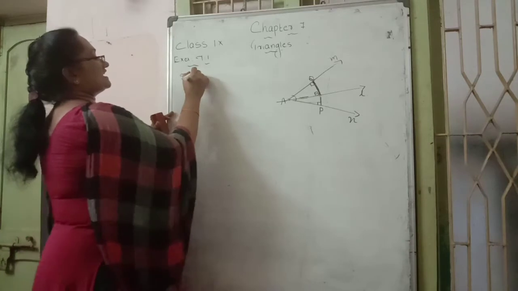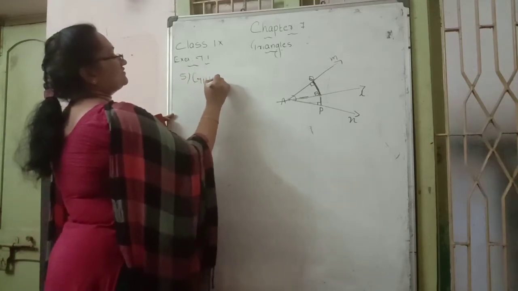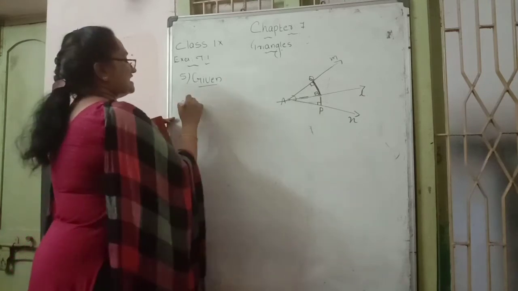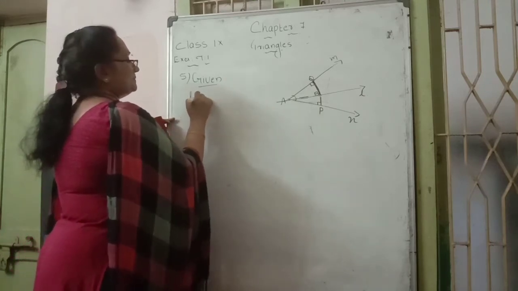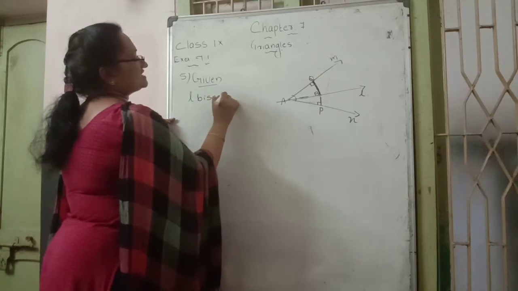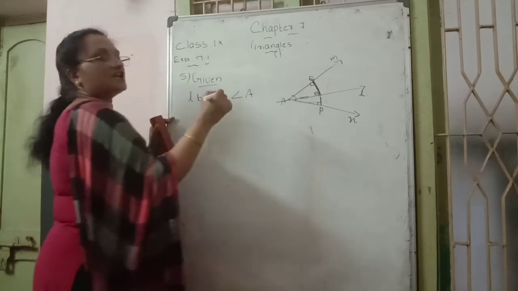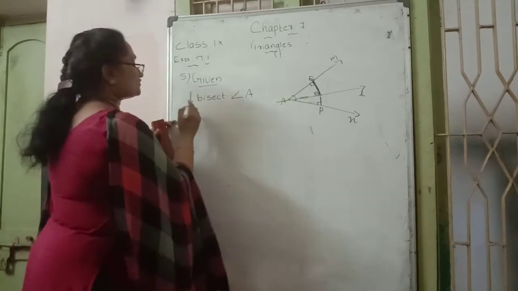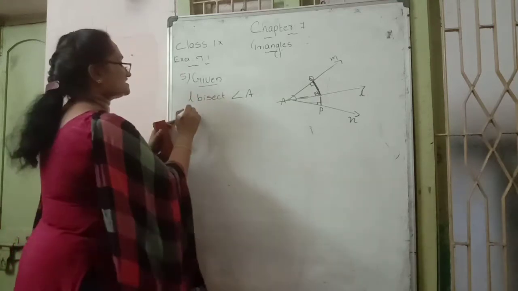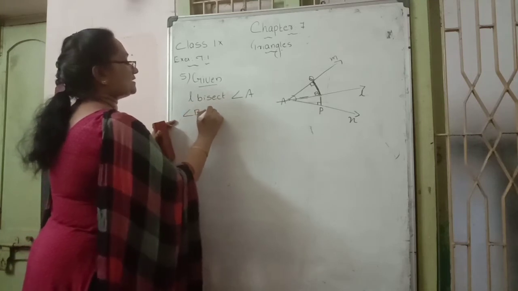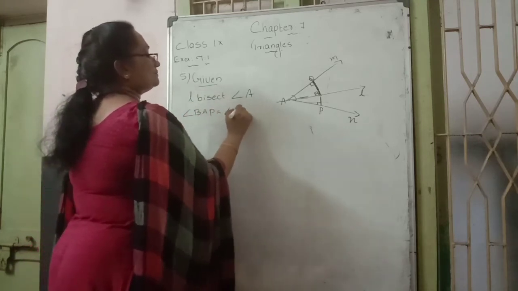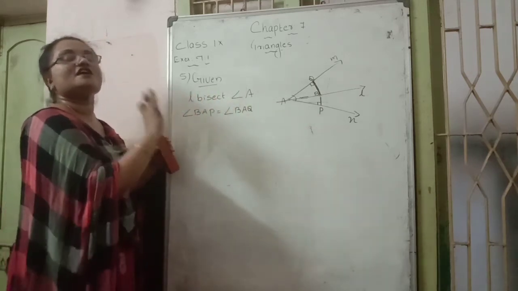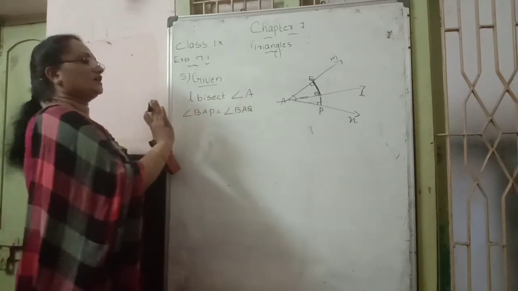So, the given case. First we start with the given. What information did they give in the question? L bisects angle A. Bisect means cutting angle A, so it forms two equal angles. Which are they? Angle BAP and angle BAQ. Both are equal, so we can say both angles are equal.